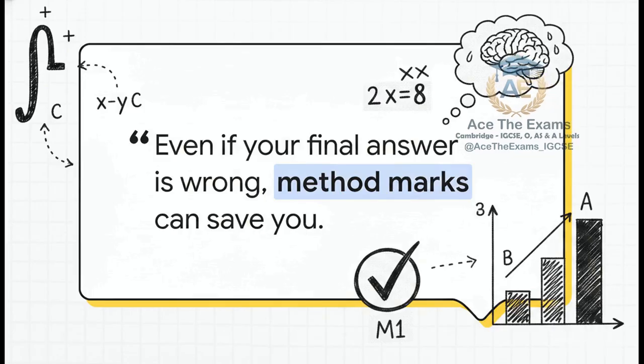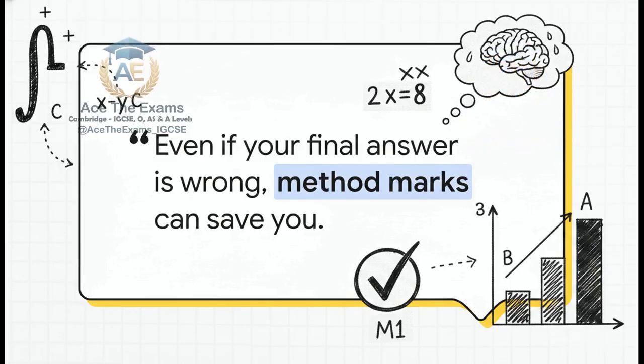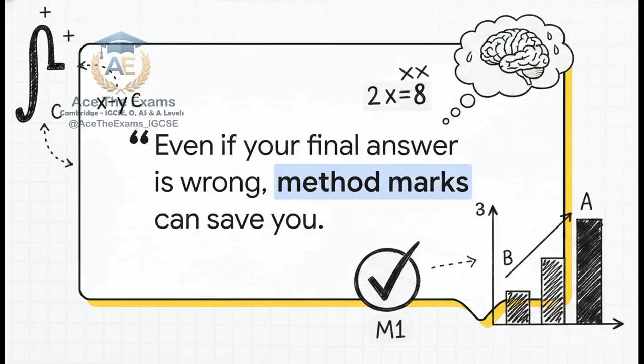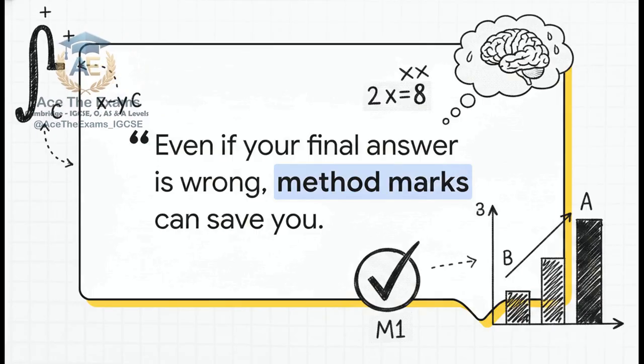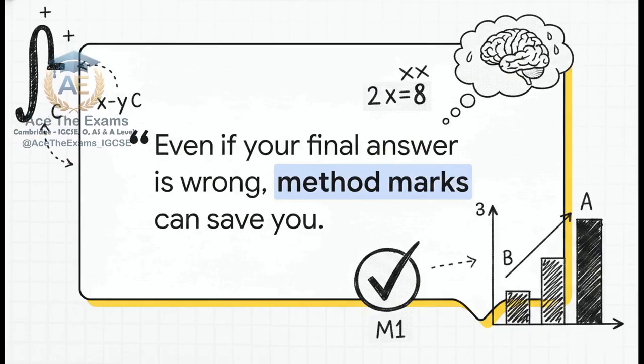Okay, let's play out a scenario. Let's say you execute your integration perfectly, it's beautiful, you add your plus c, you perfectly substitute your coordinates, let's say x equals 2 and y equals 5. But then, the clock is ticking, you're sweating, it's the heat of the exam, you make a silly, ridiculous arithmetic error. 2 squared becomes 8 in your panicked brain instead of 4. We've all been there. So, your final value for c ends up being wrong.